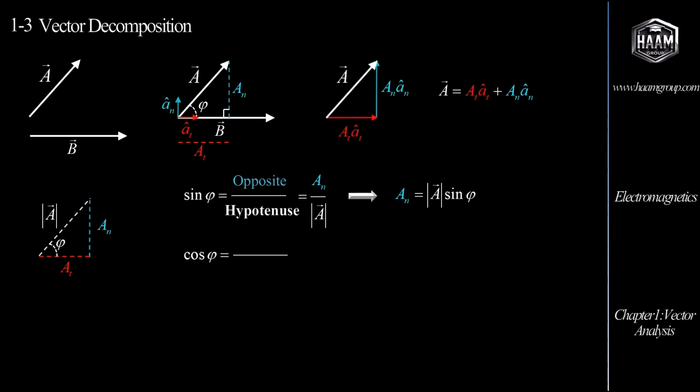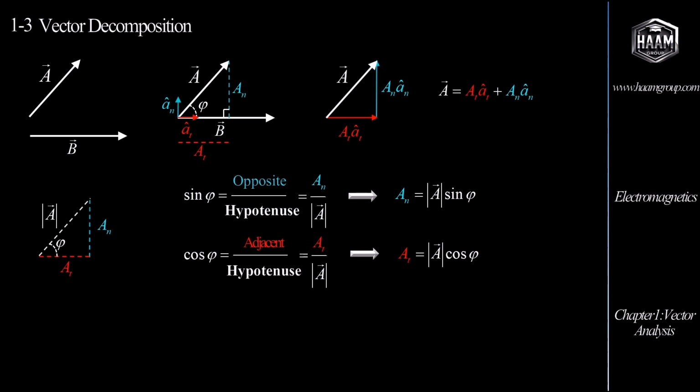Similarly, using the cosine function, cosine phi equals adjacent divided by hypotenuse, equals AT divided by abs A. We obtain AT equals abs A cosine phi. Therefore, both component magnitudes can be determined directly from the magnitude of vector A and the angle phi.